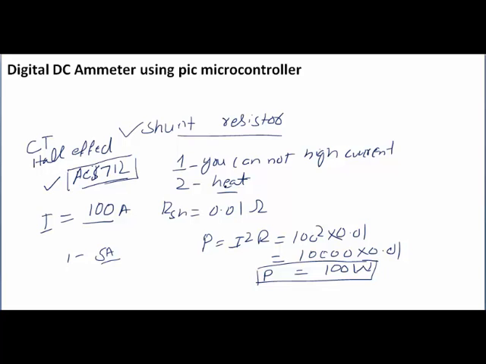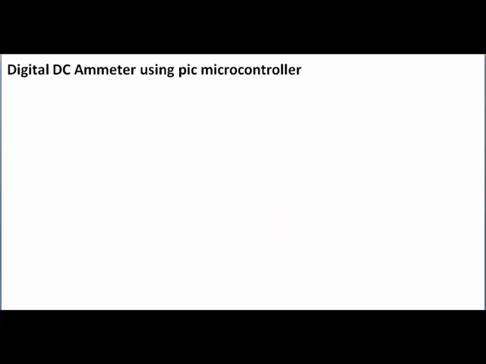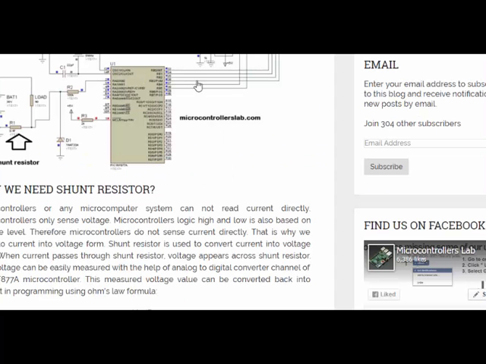So now let's talk about the circuit diagram of a DC ammeter using PIC microcontroller. I'm using the PIC16F877A microcontroller in this project, so let's discuss it.